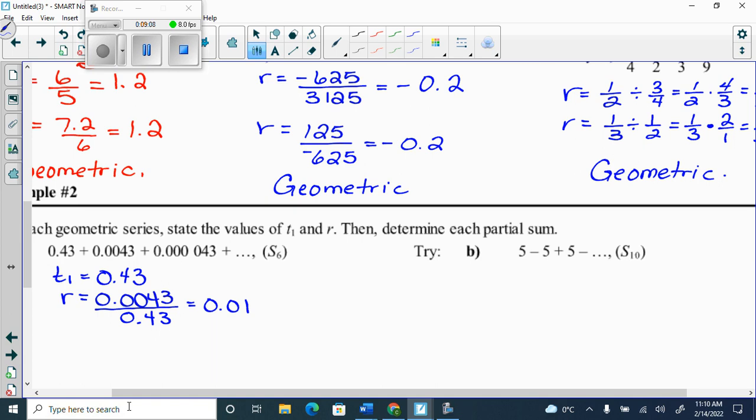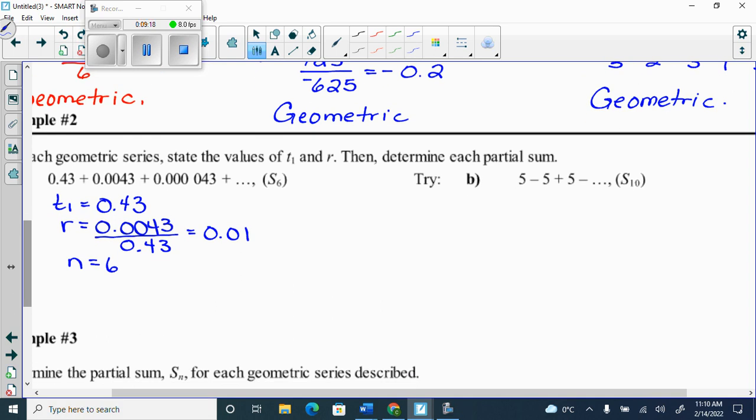When they say S6, what did they also give us when they're saying S6? N. So that means we got N. And they want S6. They said geometric series, correct? They want T1, they want R, and they want each partial sum. So we want S6. So I'm going to highlight that. Underline it because I don't want to get to highlighter. And then S6. Okay?